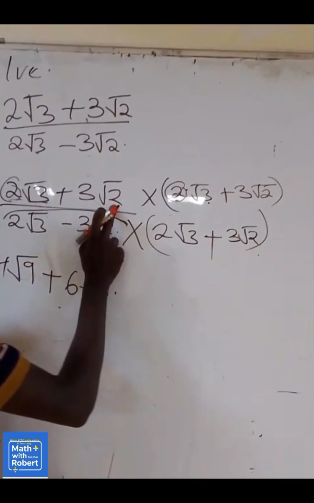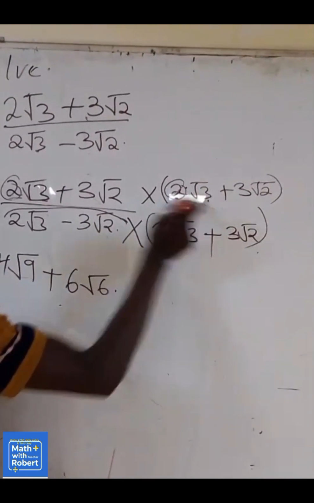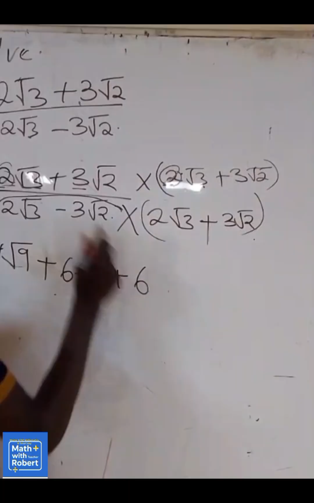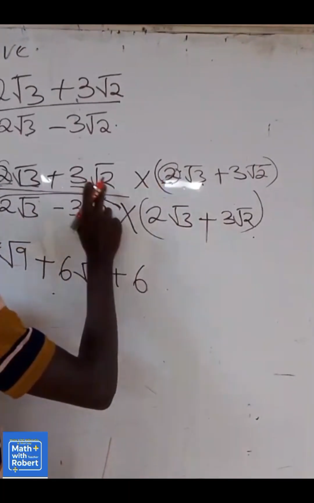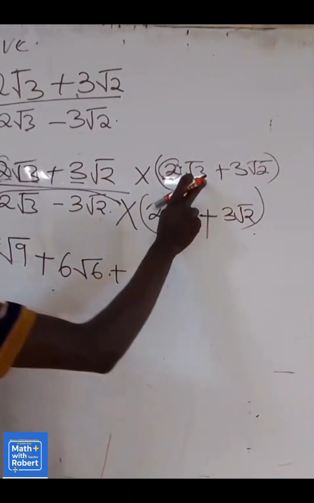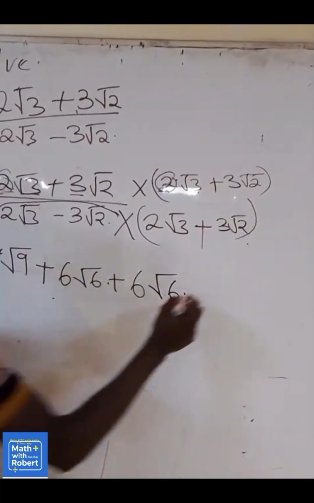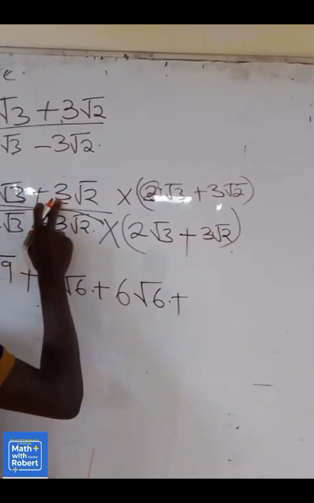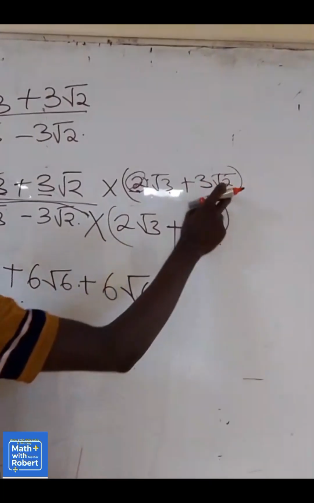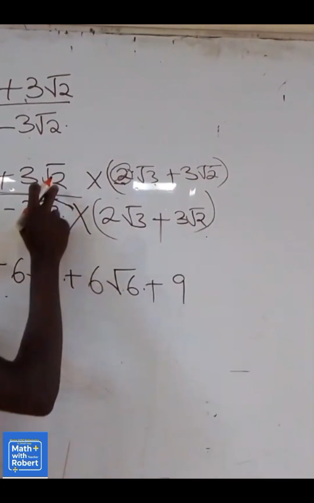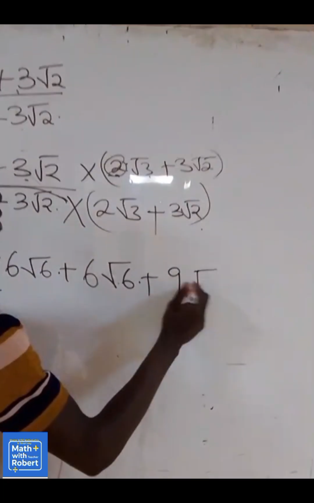3 surd 2 multiplied by 2 surd 3. So we pick 3 times 2, that is 6. Then surd 2, this is 2 times 3 inside the surd, that is surd 6. Then 3 surd 2 multiplied by 3 surd 2, this is 3 times 3, that is 9. Then 2 times 2, that is, we have surd 4.